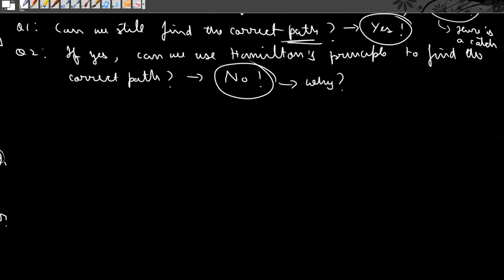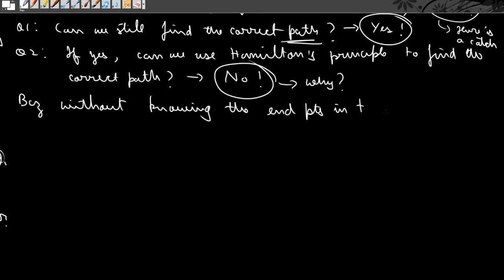Okay. So the reason is because without knowing the endpoints in time, which is t1 and t2 as we had before, it makes no sense to minimize the action. It makes no sense to minimize the action.